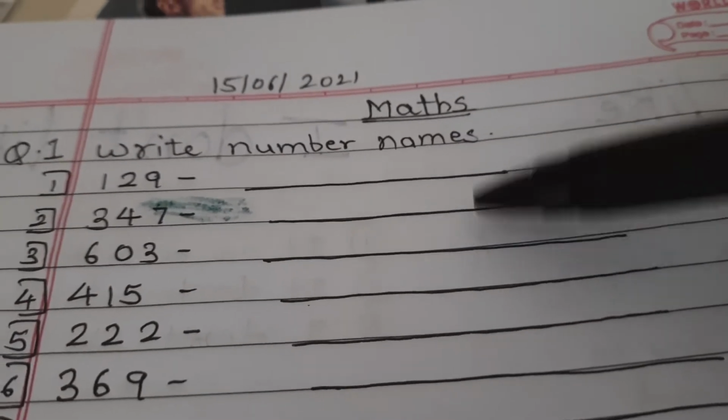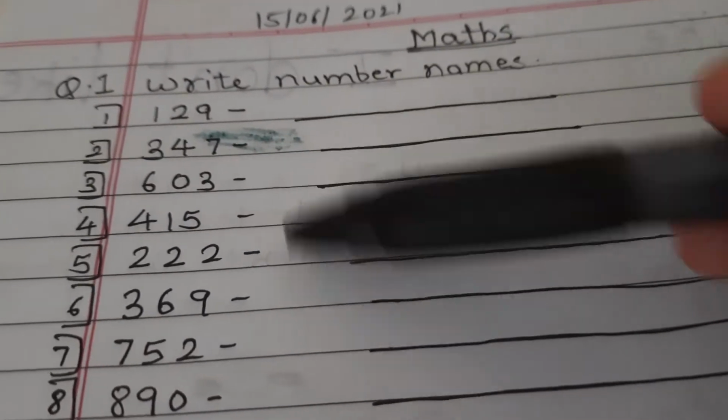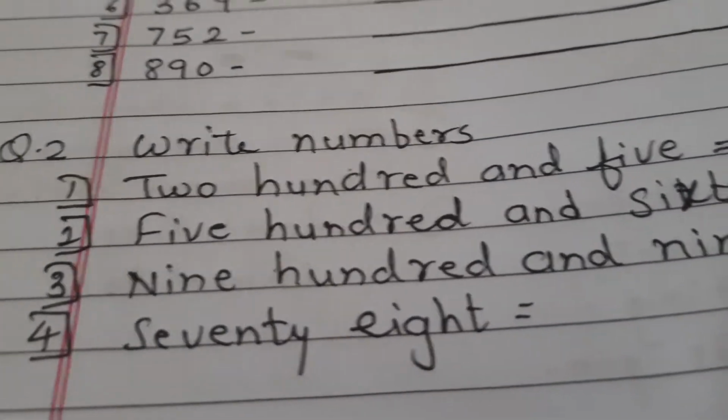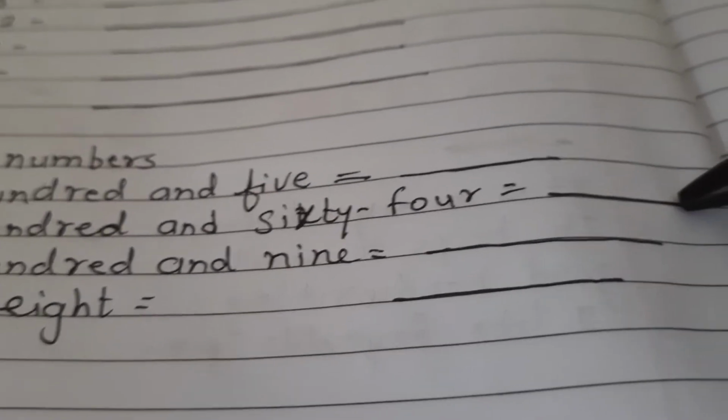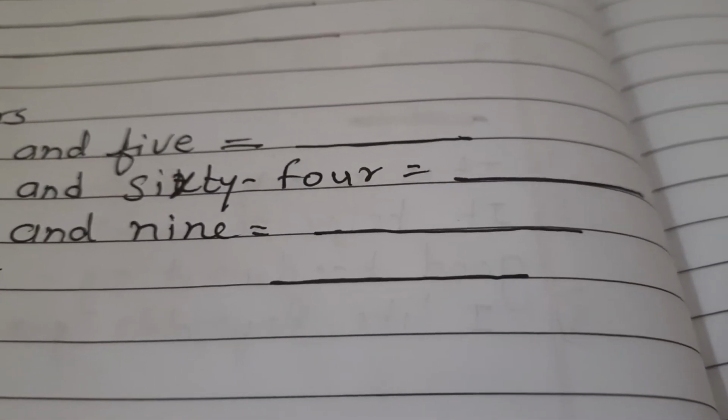I have already sent you some numbers to write the spellings of, so I hope that you have done it. Then I have sent you number names and I told you to write the numbers. So you're going to send this image to me after solving it.